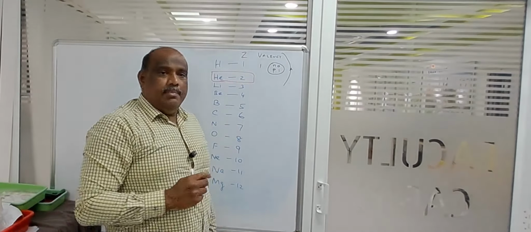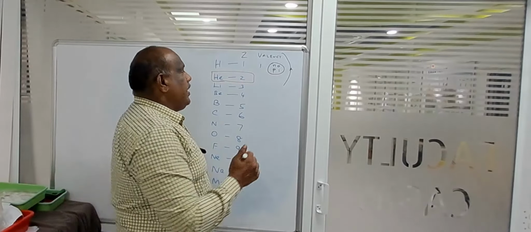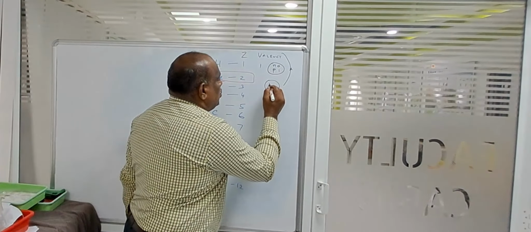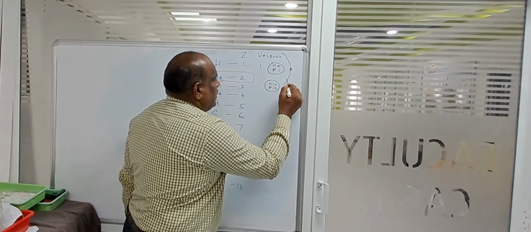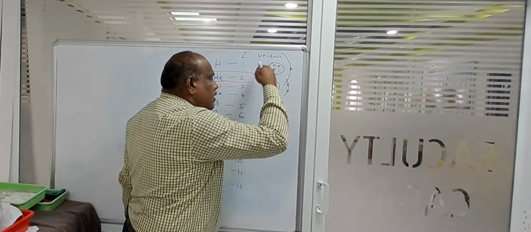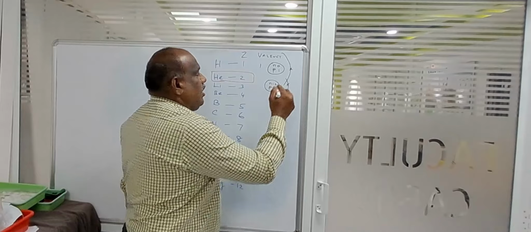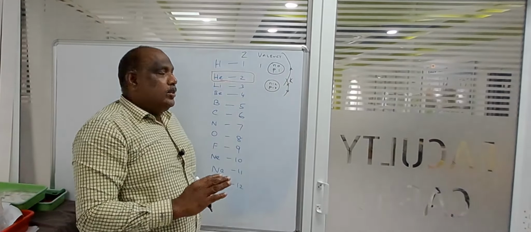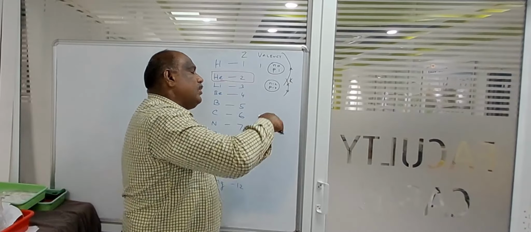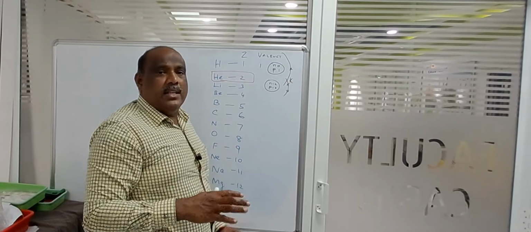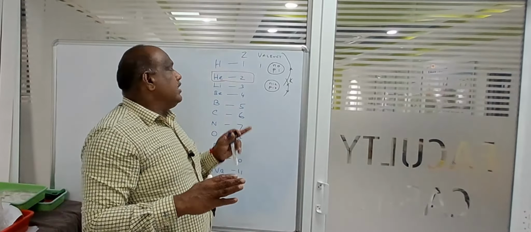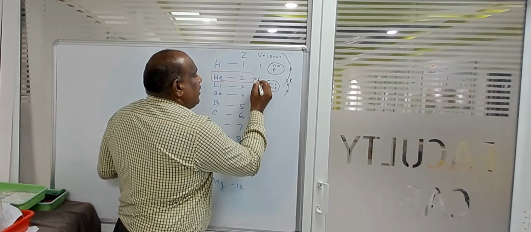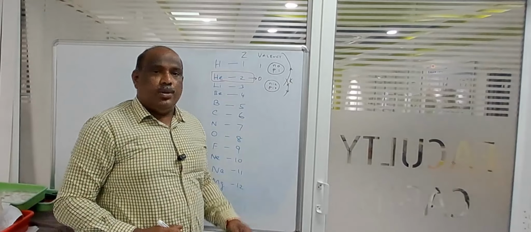What is the valency of helium? 0. Why is it 0? Because helium has 2 protons, 2 neutrons, and 2 electrons. The K orbit can have a maximum of only 2 electrons, and it also has 2. So there's no need for this helium atom to either lose or gain electrons. It is already satisfied. It is stable. It is a noble gas. It will not react with any other gas, so its valency is 0.